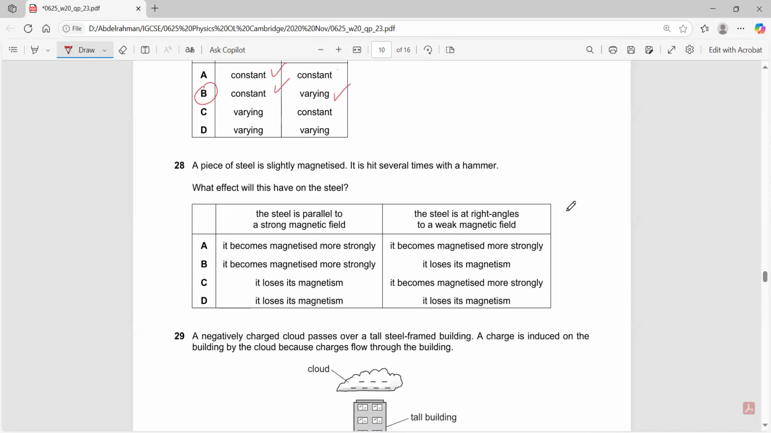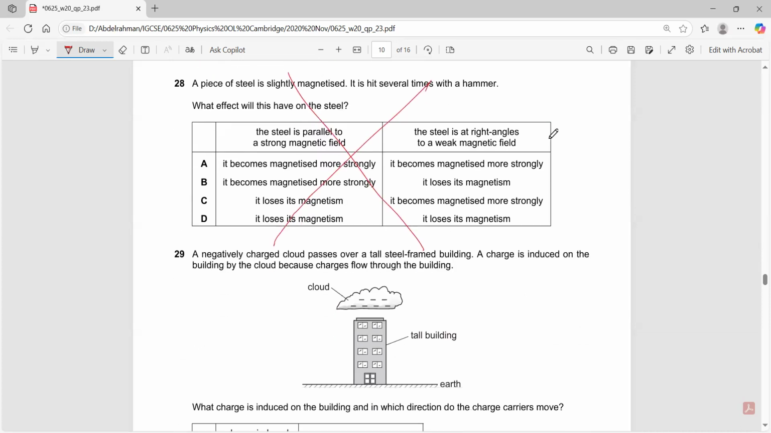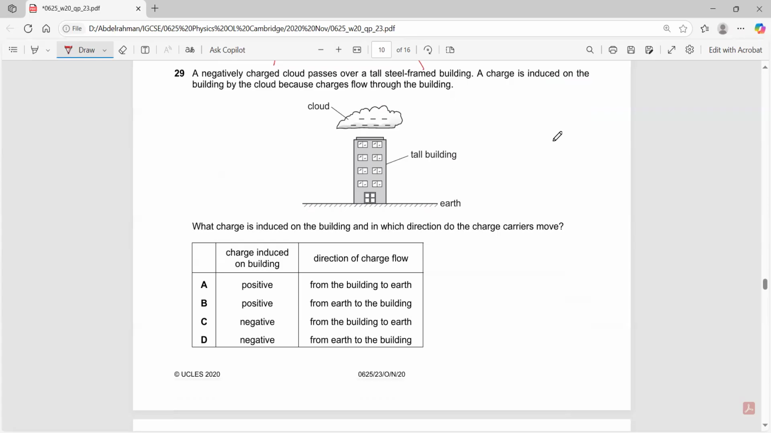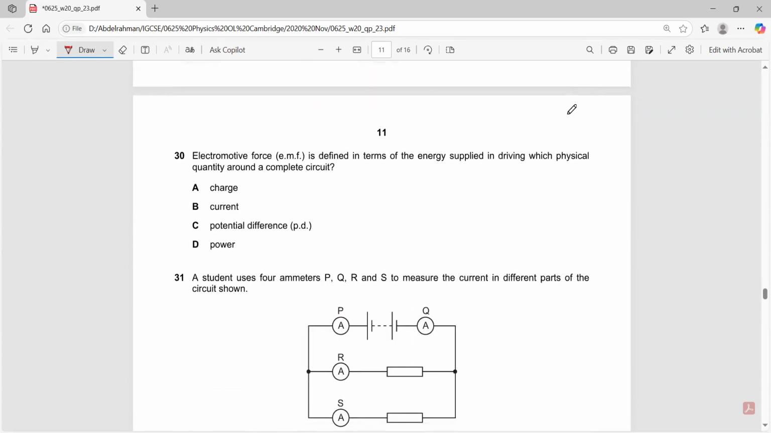A piece of steel is slightly magnetized. Okay, so this is removed. Magnetization and demagnetization. Question 29 is also removed because you're no longer required to study charging by induction. Okay, charging by induction has been removed.